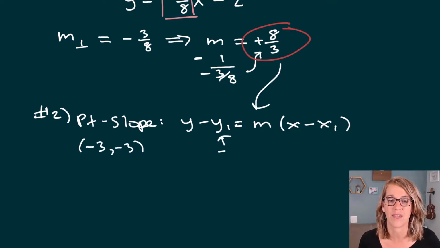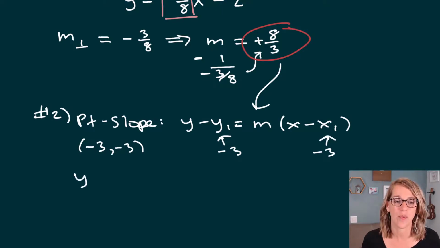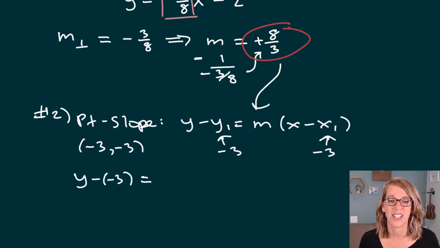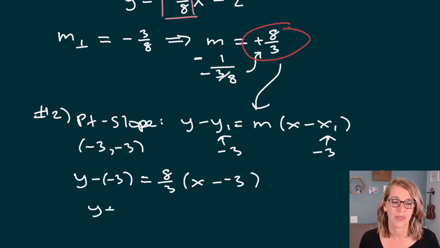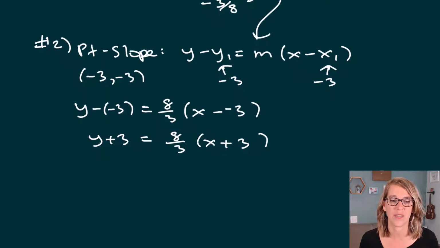I need to replace everybody with a negative 3, the x1 and the y1. Okay, so what do we get? We get y minus negative 3, which you could write as plus, is equal to 8/3 x minus, again, another negative 3. You could write that as plus. So I get y plus 3 is equal to, I'm going to write that inside the parentheses first as an x plus 3. You might be a little bit ahead of me, and that's okay.